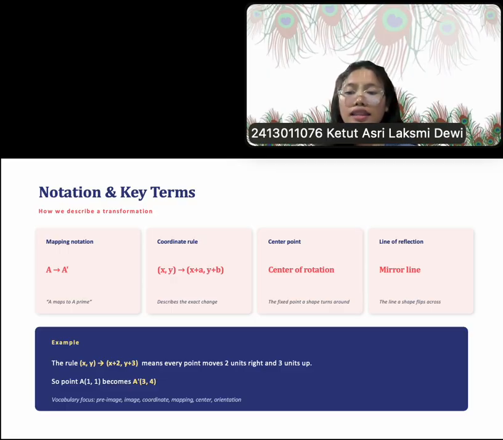Let's look at an example. The rule (x, y) maps to (x + 2, y + 3) means every point moves 2 units to the right and 3 units up. And so if point A is at (1, 1), after the transformation it becomes A' at (3, 4). Please remember these vocabulary words: pre-image, image, coordinate, mapping, center, and orientation.